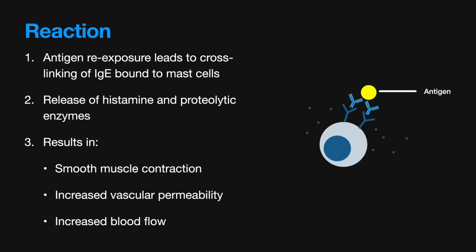When the antigen is reintroduced, the antigen binds to the IgE bound to the mast cells and cross-links the receptors. This results in the release of histamine and proteolytic enzymes. Release of these compounds results in smooth muscle contraction, increased vascular permeability, and increased blood flow.